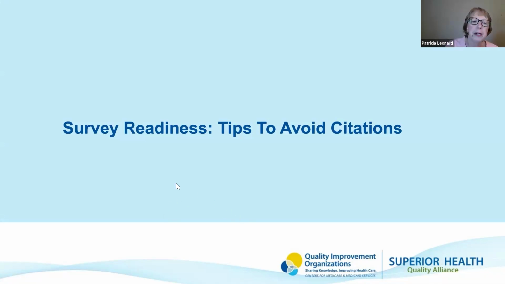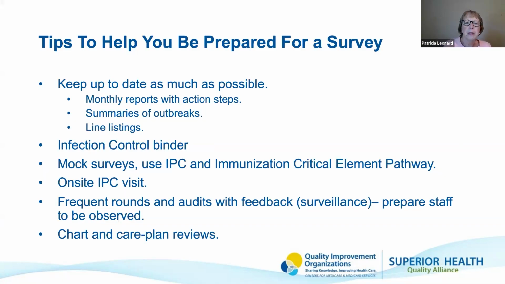So we threw in here as well some survey readiness tips and how to avoid citations. We've talked about many of these already, but here's a few more for you. To be prepared, we talked about being up to date, making sure your line listing is kept current, and having those monthly reports ready to go at the end of the month. Set some time aside each first or second week of each month to do that analysis, to pull things together. If you don't have an infection control binder, I do recommend that. And do mock surveys.